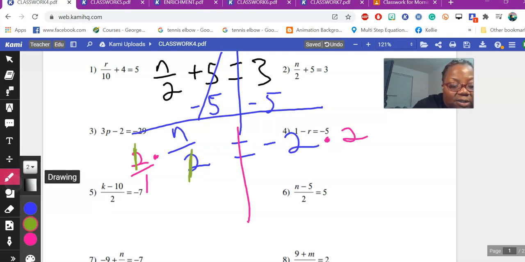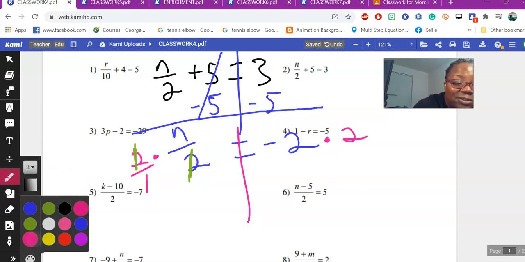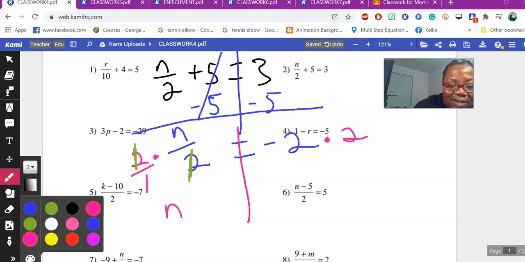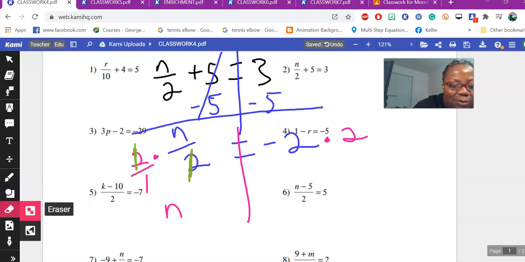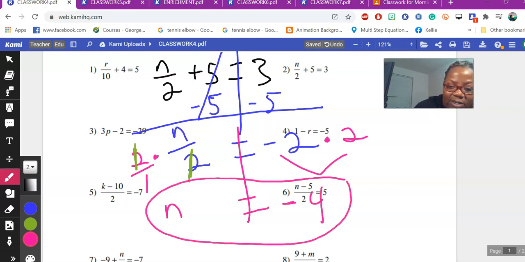Multiply straight across. 1 times n is n. 1 times 1 is 1. We really don't need that 1 on the bottom. We have n by itself now, which was the whole point. Do the math on this side, you get negative 4. So final answer for here, n equals negative 4. There we go.